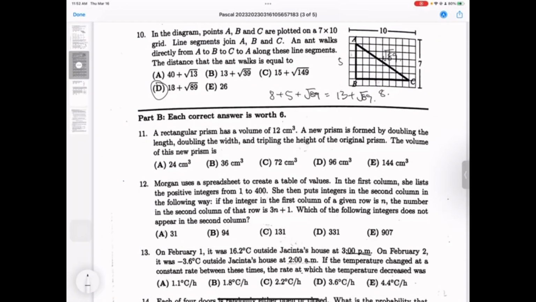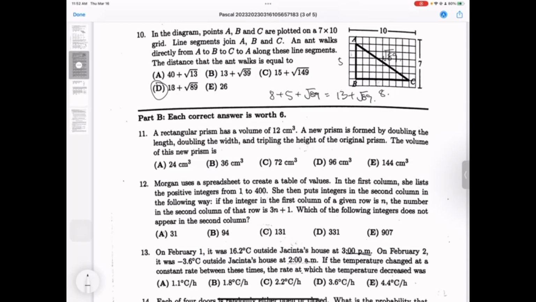Question 11. So we know that in order to find out the volume of a rectangular prism, we need to do multiplication. And then the question is asking us, if we double the length and the width and triple the height, then what is the value of the new prism?